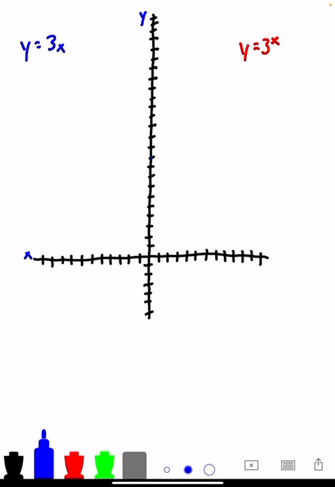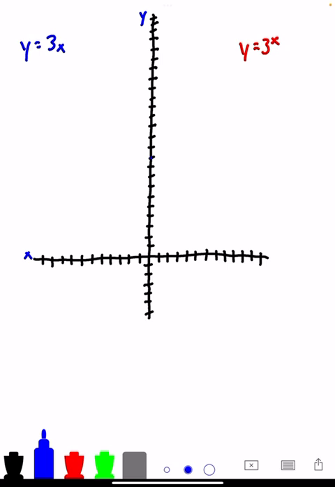Okay, here we want to look at the difference between an algebraic graph and an exponential graph. I'm going to say it again, an algebraic graph and an exponential graph. All right, this is how it looks. So on the left side, we have an algebraic graph.